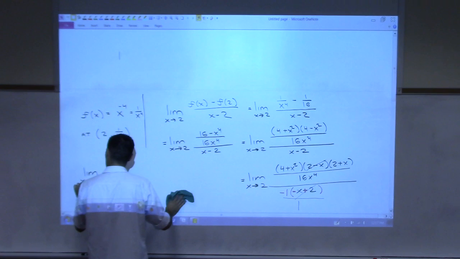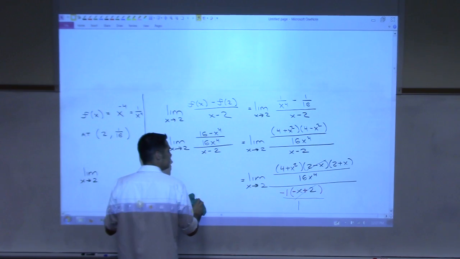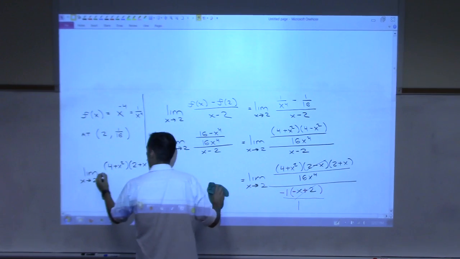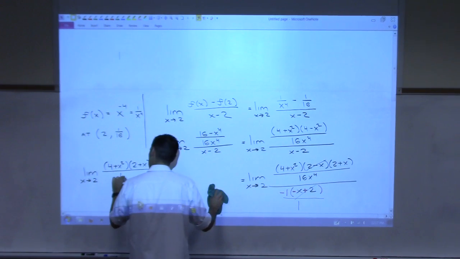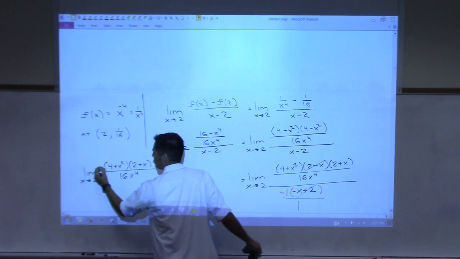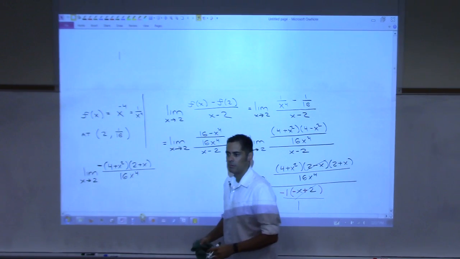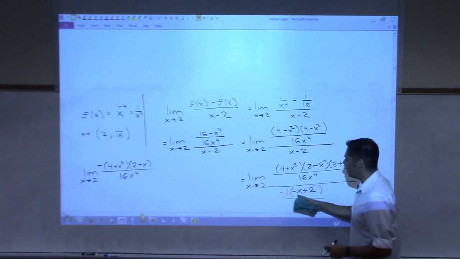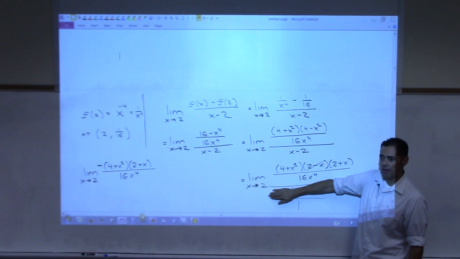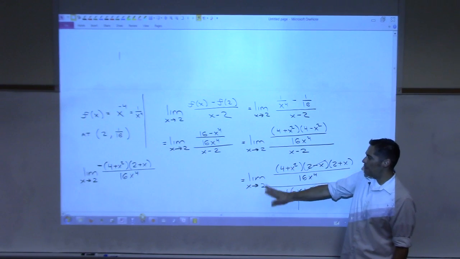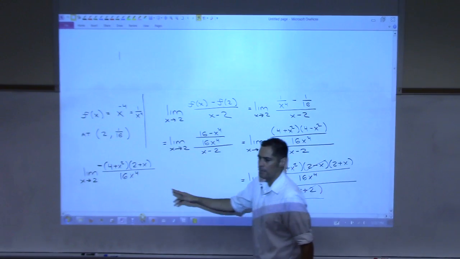Limit x approaches 2 of, what do we have up top there? 4 plus x squared, 2 plus x over common denominator, 16x to the fourth. But we also have under that what? -1. So can I just put a negative out in front of everything? Yes, I can. Just remember, if I take that fraction, whatever it is, dividing by -1 means just change the sign of it. So if I just slap a negative out front here, that has the same effect.